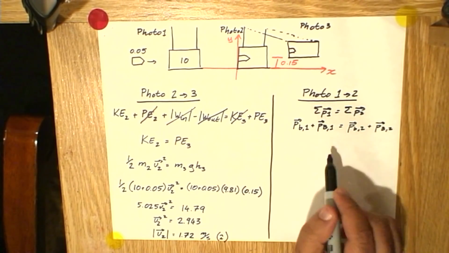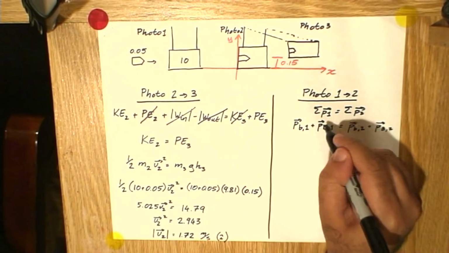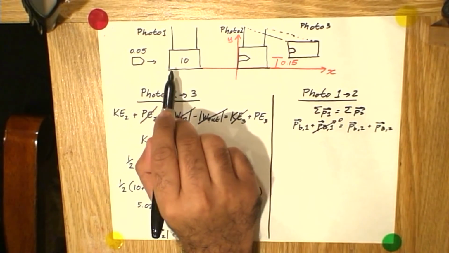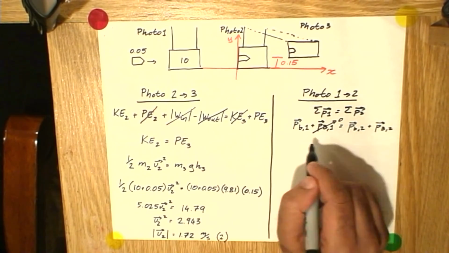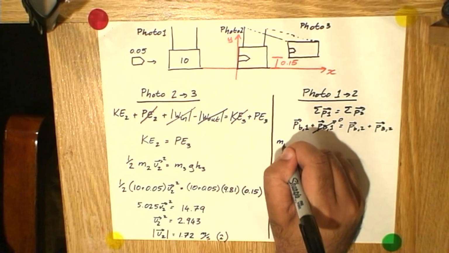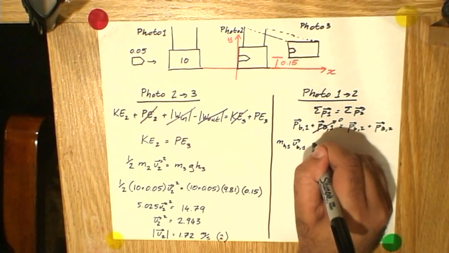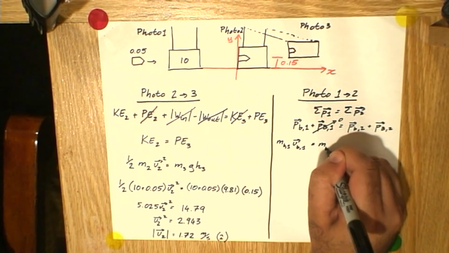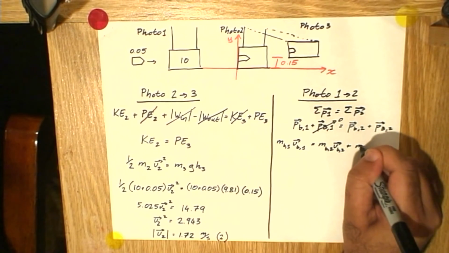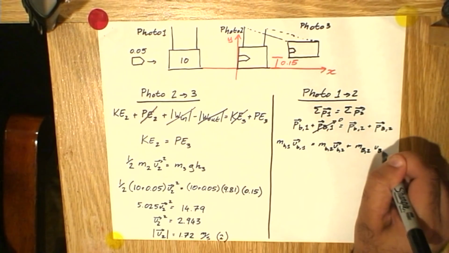Now, for lack of space, I'm going to just immediately say that this term over here, that is the momentum of the block in photo 1, is going to cancel. And we know that because initially it's not moving, so it has no momentum. But I'm going to expand out the remaining terms. The mass of the bullet in photo 1 times the velocity of the bullet in photo 1 is equal to mass of the bullet in photo 2, velocity of the bullet in photo 2, plus mass of the block in photo 2 times velocity of the block in photo 2.